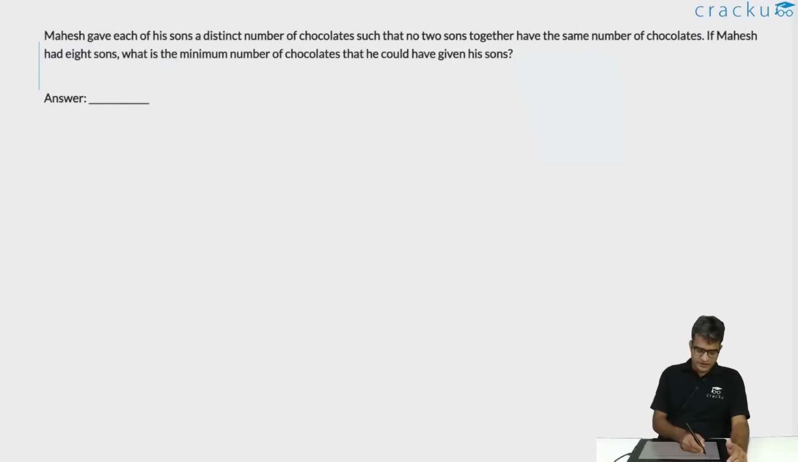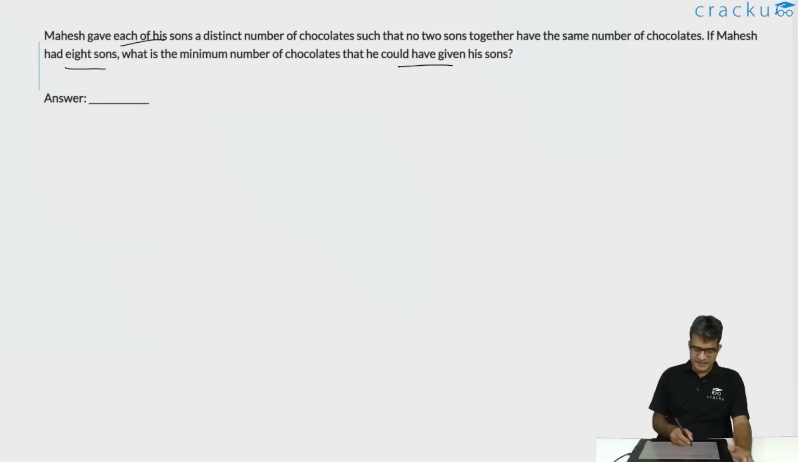In this question, we are told that Mahesh gave each of his sons a distinct number of chocolates. We are also told that he has 8 sons, and if you are picking any 2 pairs of sons, the sum of the chocolates with both the pairs is not the same. We are required to calculate the minimum number of chocolates that he could have given his sons.